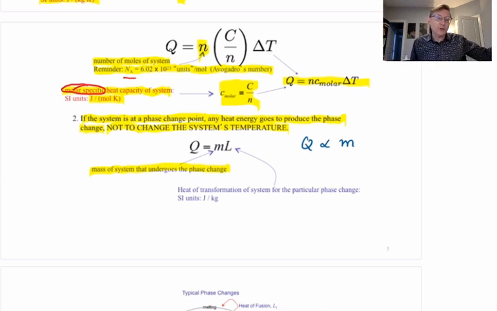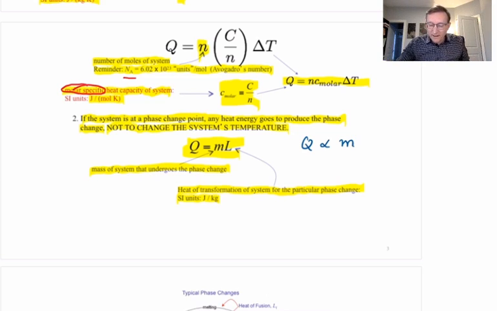So what I have to do is introduce a proportionality constant. And that's this next formula right here. The proportionality constant is a symbol capital L, and it's got a name. Again, it's not a great name, but it's what we use. It's called the heat of transformation of the system for the particular phase change. Now, of course, in terms of units, Q is in joules, if we're talking SI. M is in kilograms. So the SI unit of the heat of transformation must be joule per kilogram.